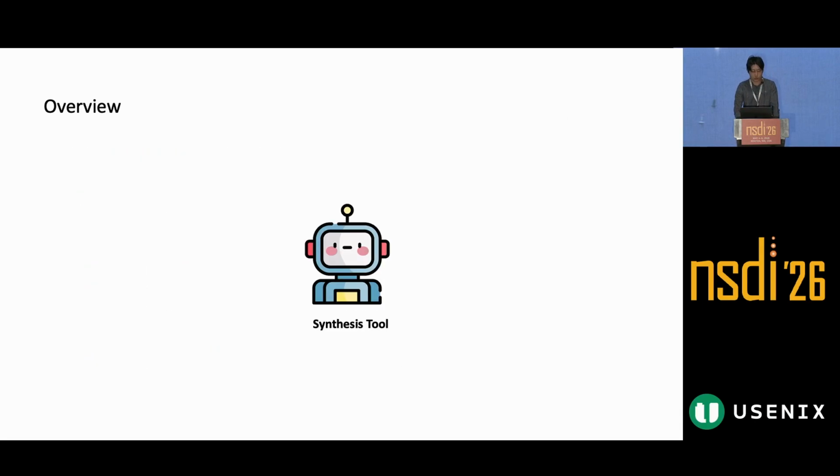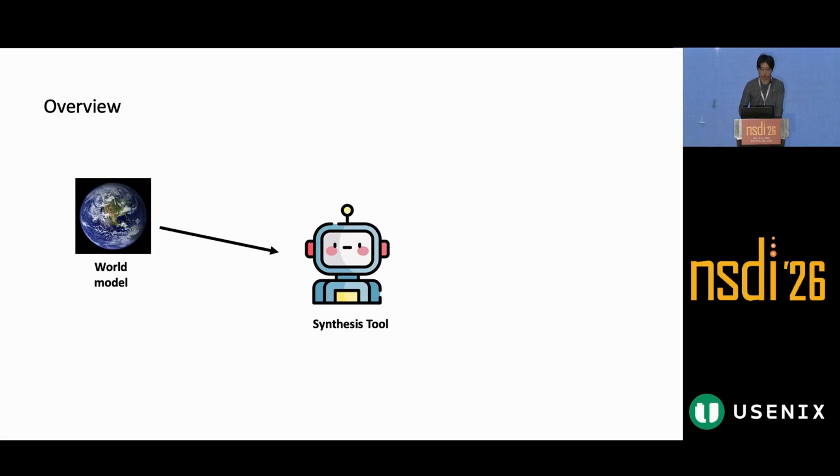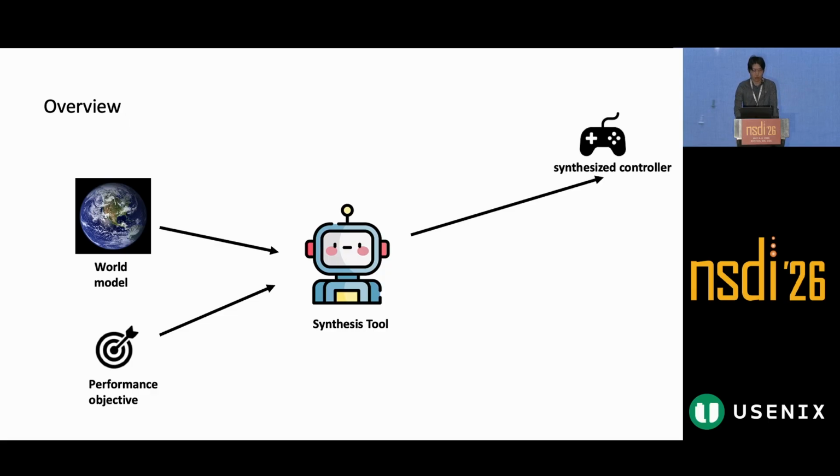So here's our dream. We just want a very magical synthesis tool that takes the world model that describes the adversarial behavior of the environment and the performance objective, which is declarative, that specifies how the controller should behave. Then the tool will either return the synthesized controller or the proof that no controller can achieve the objective under the world model.